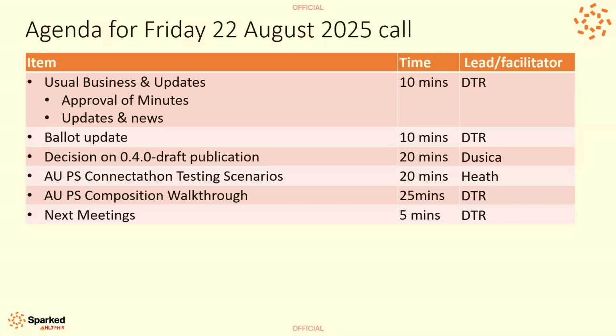And then if we have time, we haven't finished our composition walkthrough, which has changed in nature now that we've got our obligations in. So that was also on the agenda for today: to walk through what the AU Patient Summary composition profile has in it, how to read it, and also to call out some things that we might want to consider changing through the ballot for comment. So that's the proposed agenda today.